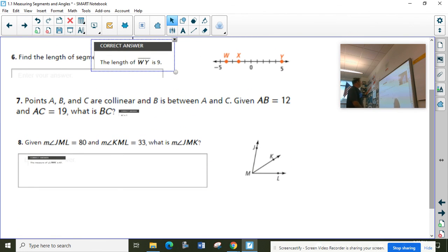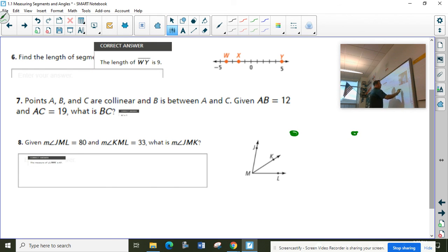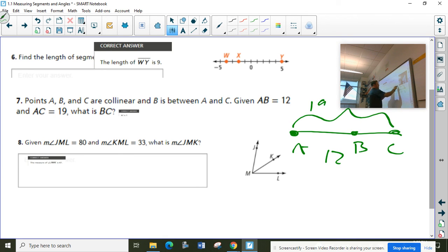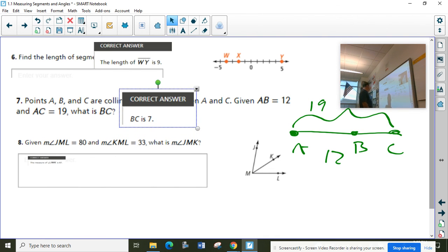A, B, and C are collinear. B is between A and C. AB is 12 and AC is 19. What is BC? So you're going to draw 3 points. I don't know if these are the right distances. B is in between A and C. Given that AB is 12, AC is 19, what would BC be? 7, right? Yeah, so we got 7.